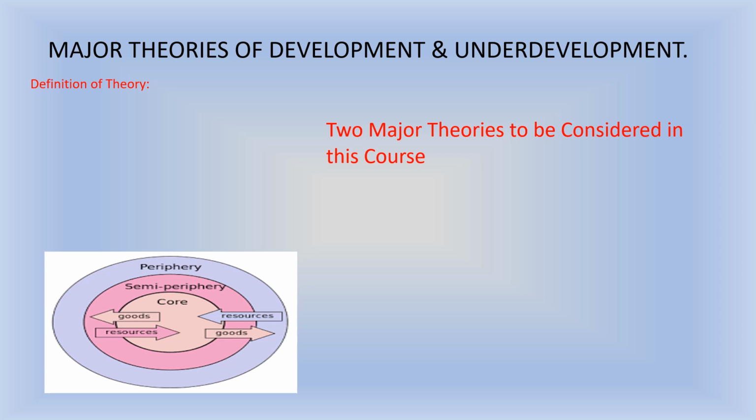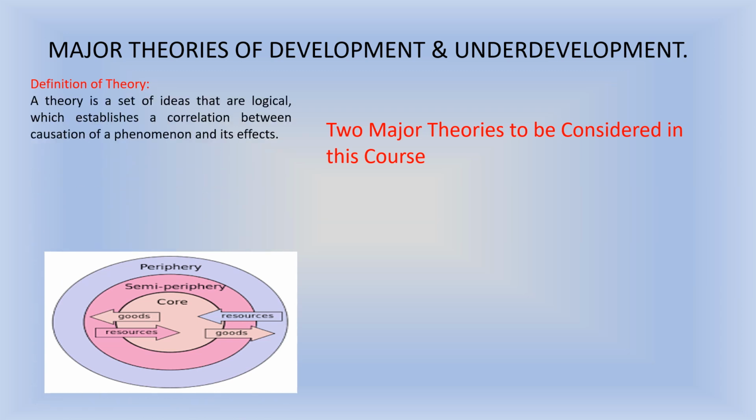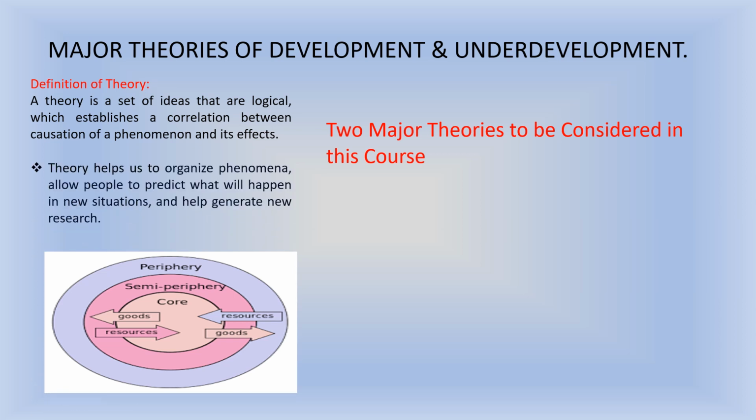Now let's look at the major theories of development and underdevelopment. But before we do that, let's look at the definition of theory. A theory is a set of ideas that are logical, which establishes a correlation between causation of a phenomenon and its effects. There are three things that theory helps us to do. Theory helps us to organize phenomena, allows us to predict what will happen in a new situation, and helps generate research.